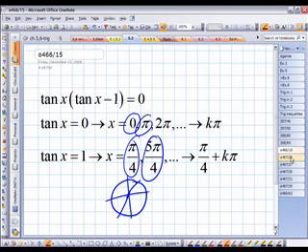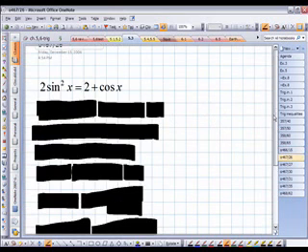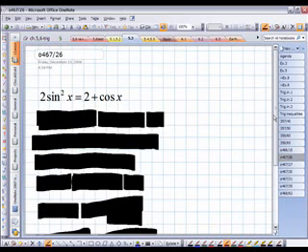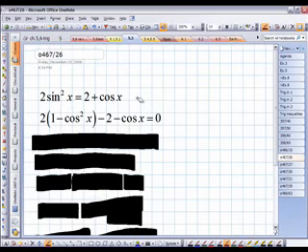Okay, here's another one. We have 2 sine squared x equals 2 plus cosine x. You want to think of this as a quadratic equation, but the problem is you have sines and cosines. It's hard to change cosines into sines, but it's easy to change sine squareds into cosine squareds using the Pythagorean identity, cosine squared plus sine squared equals 1. So sine squared is 1 minus cosine squared. We leave the rest as it is, except we're going to move it all to the left, so now we have everything on the left.